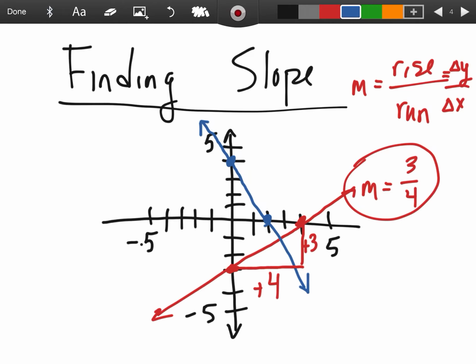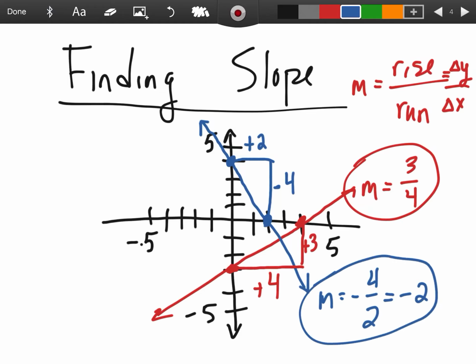For the blue line, I start at this point here and I end at this point here. I'm going to the right 2, so I'll call that a positive 2. And then I'm going down 4 units, so I will mark that off as a negative. For this line, my slope is going to be negative 4 over 2, which of course we want to simplify. That is a slope of negative 2. My slope is a negative 2, and I can see it is going down. As I go to the right, it goes down, so it makes sense that I'm going to be negative here.